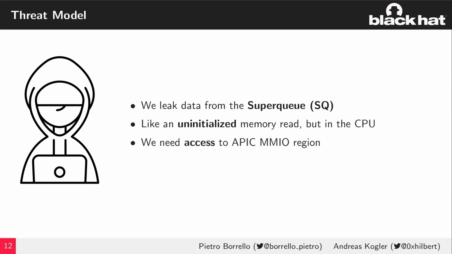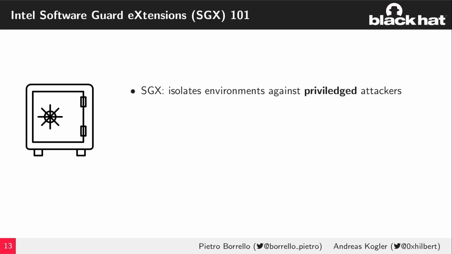But we have kind of a problem here. To exploit this, we have to access the APIC MMIO registers. And the problem is that only something like an operating system can access that. So, what can we attack with this? Actually, there, Intel SGX comes to the rescue. Interesting. What's Intel SGX?